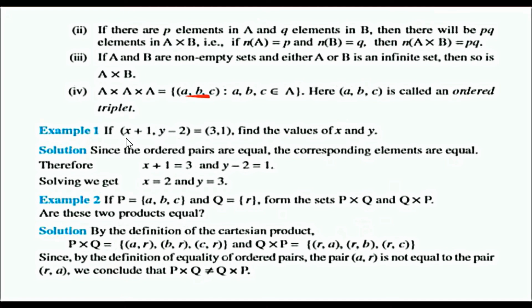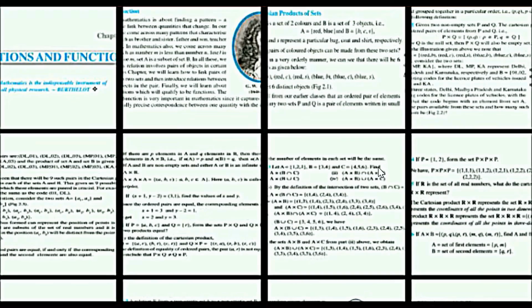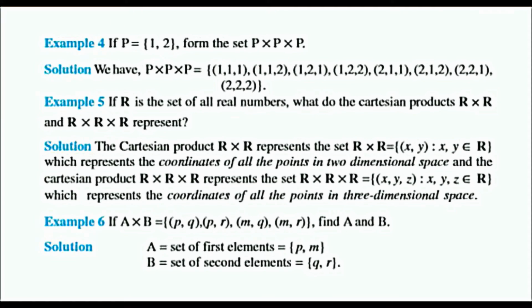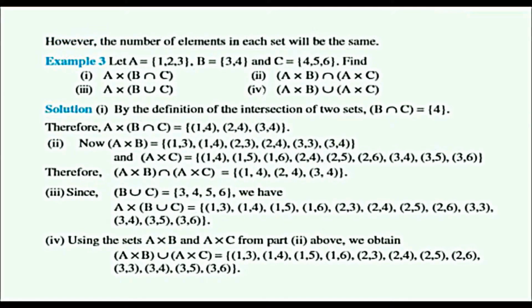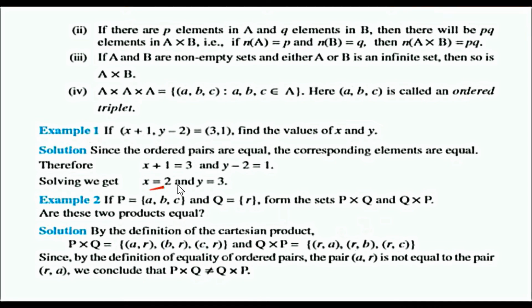Now let us take an example. X plus 1 comma y minus 2 is equal to 3 comma 1. What is suggested is x plus 1 has to be equal to 3, and y minus 2 has to be equal to 1. So what you get here is x is equal to 2, and y is equal to 3.